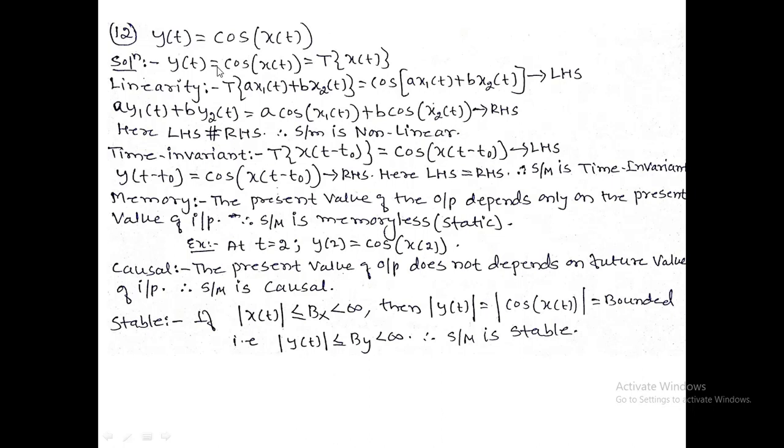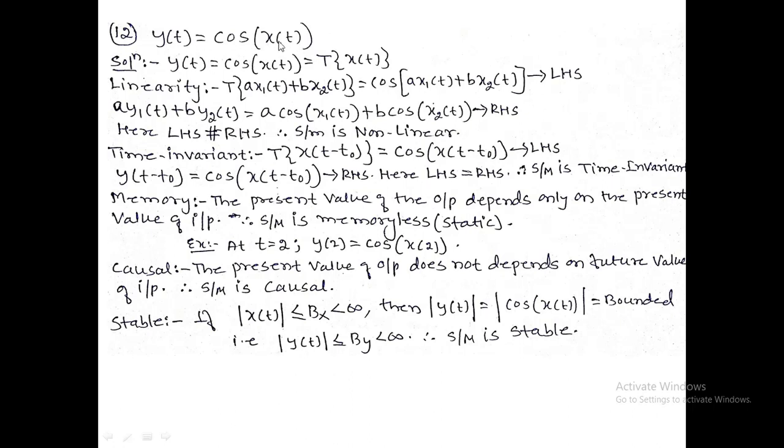This is equal to cos of the input signal. In case of time invariant, the input is x of t minus t naught. This is LHS. Now RHS: y of t minus t naught. y of t is given, y of t minus t naught we have to obtain. t will be replaced by t minus t naught: cos of x of t minus t naught. This is RHS. Comparing RHS with LHS, both are the same. The system is time invariant. Go for next, memory. The present value of the output depends on the present value of the input.